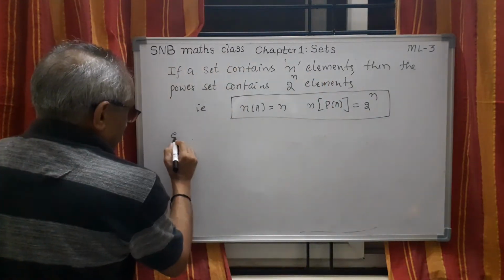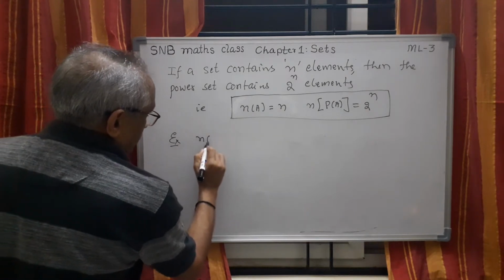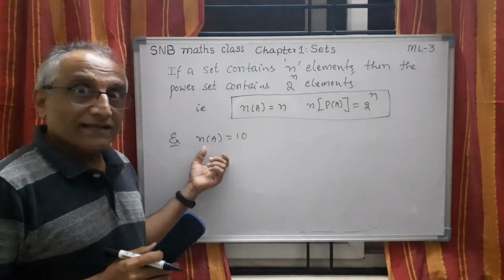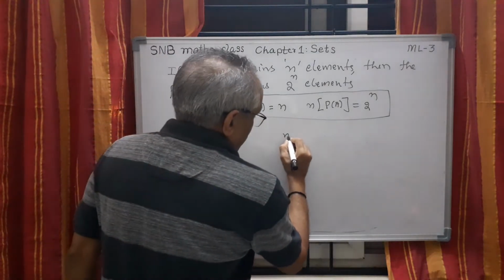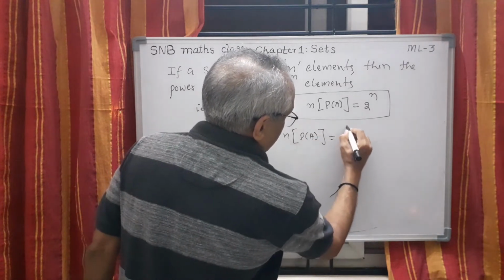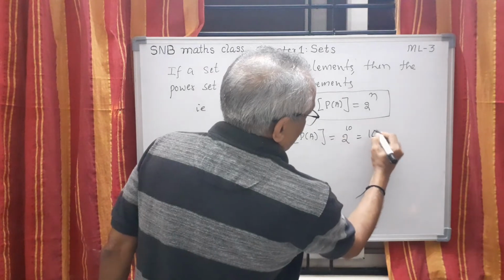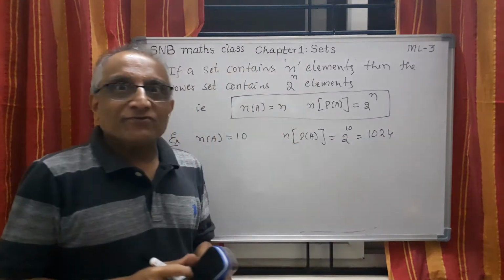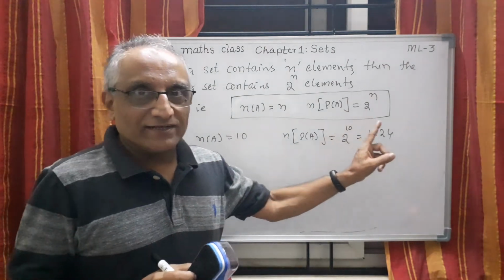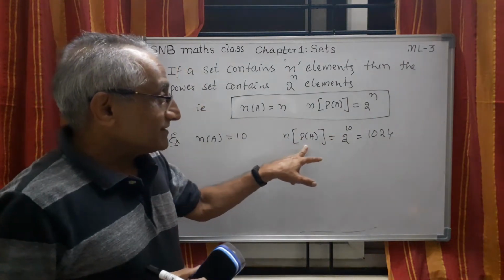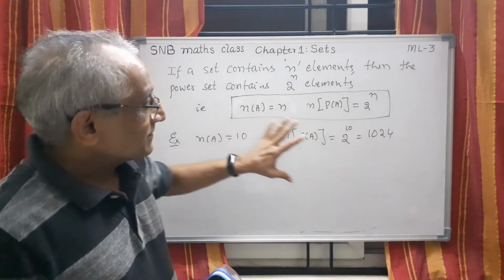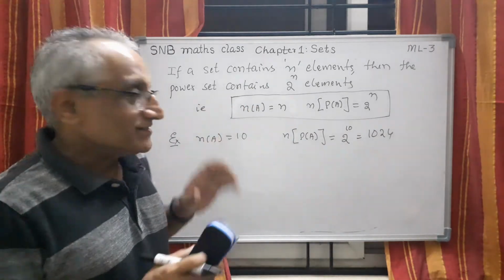For example, a set with n(A) equal to 10. That means a set contains 10 elements. Then the number of elements of the power set of A will be equal to 2 to the power 10. This is actually 1024. Therefore, if I give you a set containing 10 elements, say 1, 2, 3, 4, etc. up to 10, if you want to write the power set, it will contain 1024 elements, which means this board is not sufficient. So this is the thing.